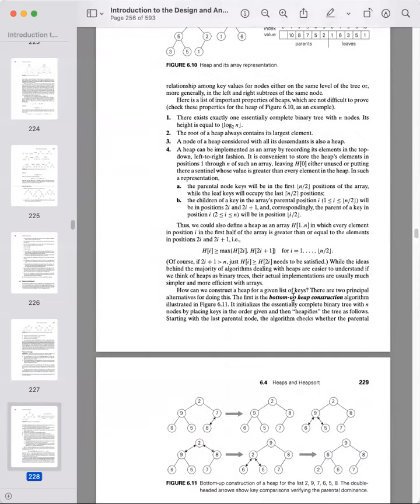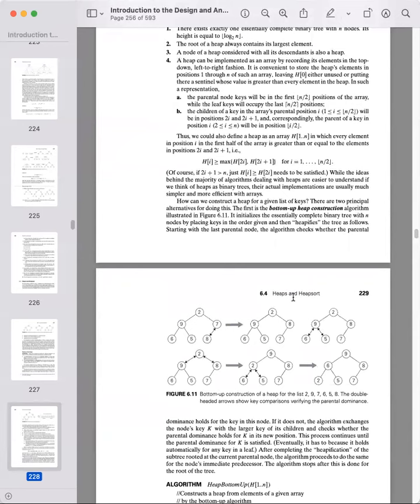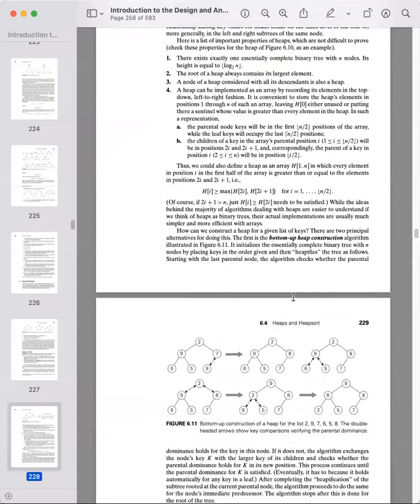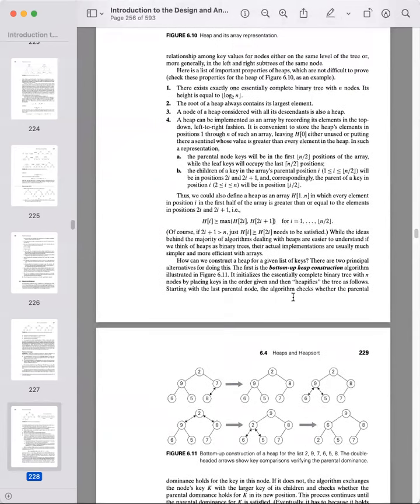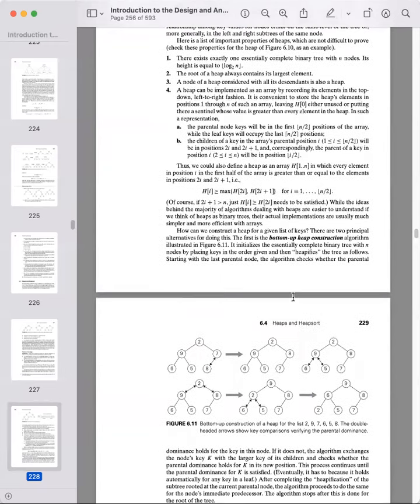So this is how we get to this whole idea of heaps. With the heap, there are 2 ways to construct them. When you have an existing list of keys, we can do it from the bottom up, in which we create a binary tree any which way we can, so just in whatever order.